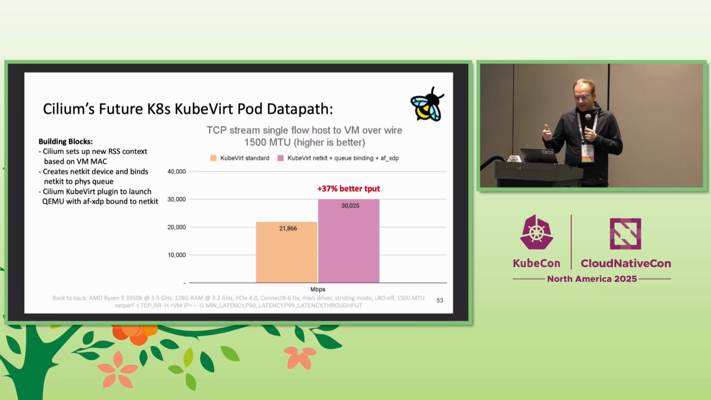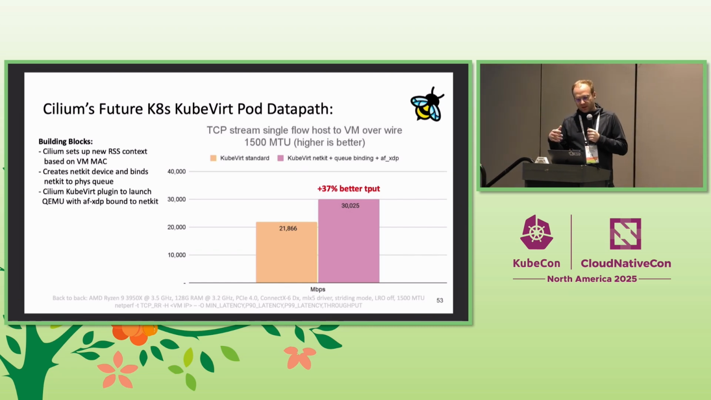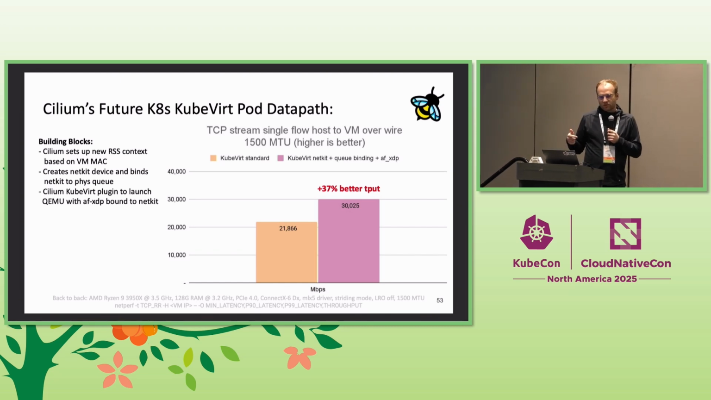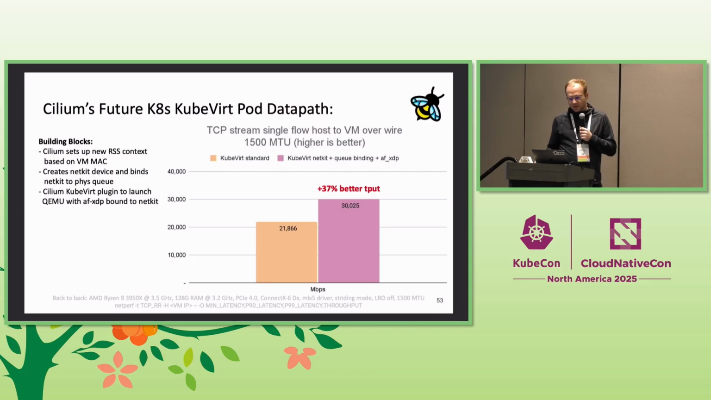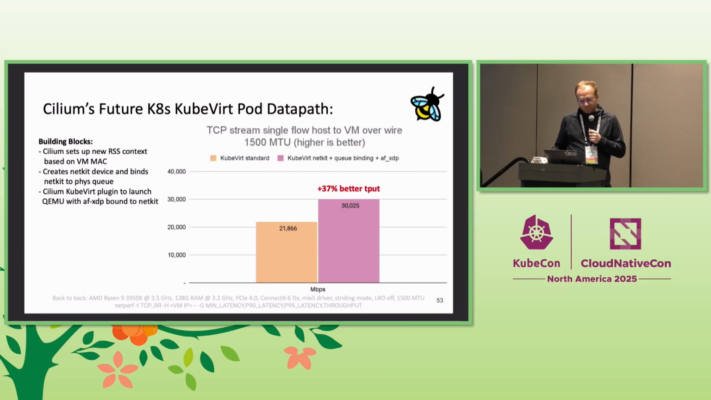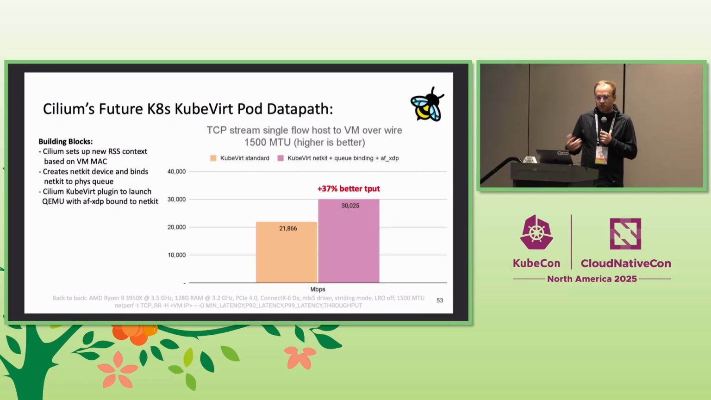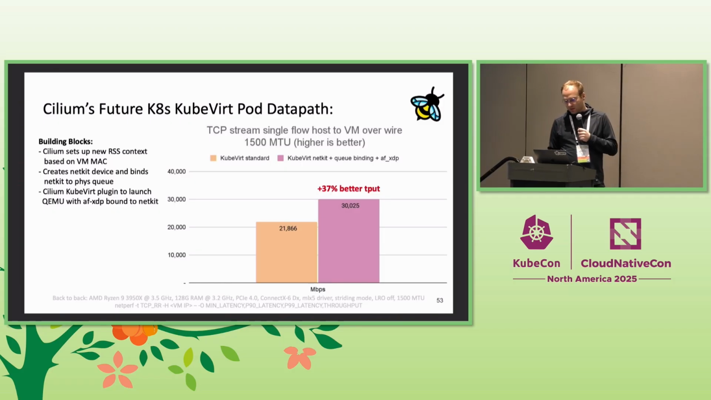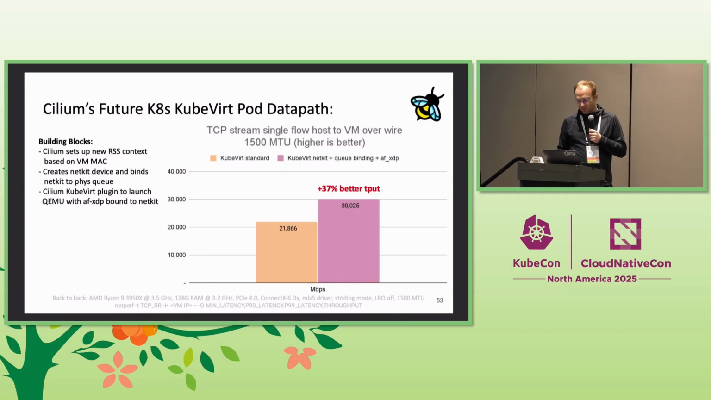So basically in this case, Cilium is doing all the heavy lifting underneath what I just mentioned: setting up the RSS context based on the VM MAC address, creating the netkit device, binding it to a physical queue from the physical device, and then there's a KubeVirt plugin that we wrote to launch QEMU with the AFXDP backend, which is then bound to netkit in the background.